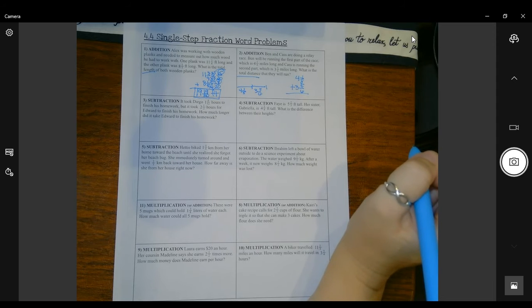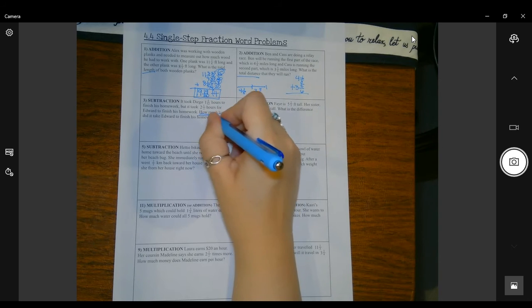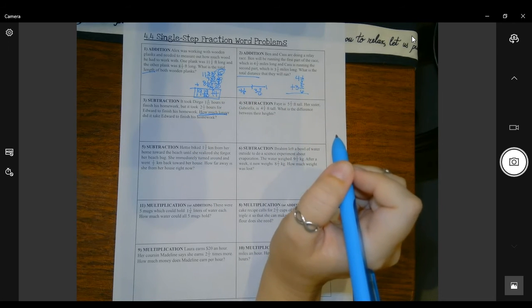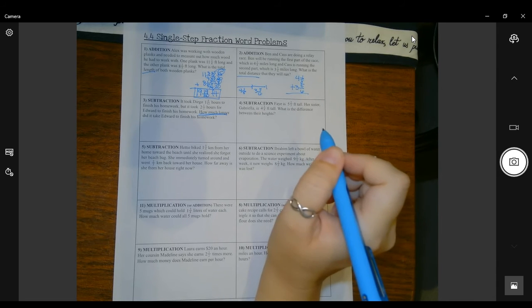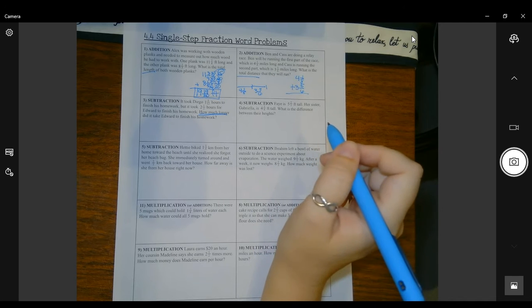Number 3 says it took Diego 1 and 5/12 hours to finish his homework, but it took 2.5 hours for Edward to finish his homework. How much longer did it take Edward to finish his homework? Whenever you see the words how much longer, how much further than, how much more, how many more, that's an indicator that you should subtract.